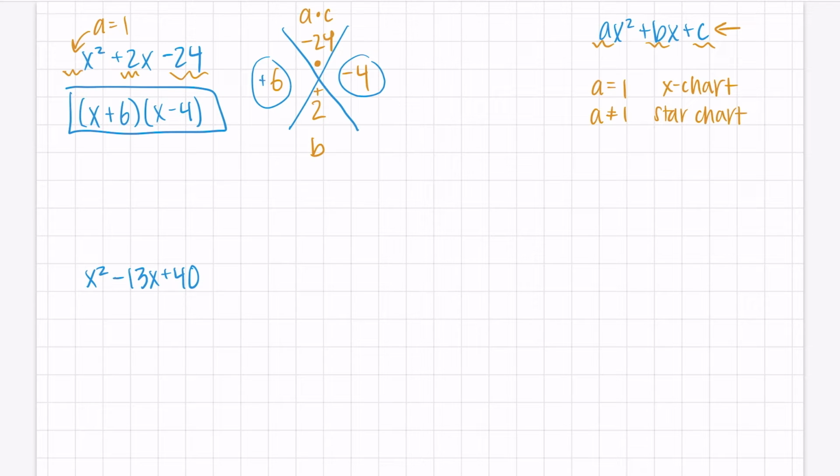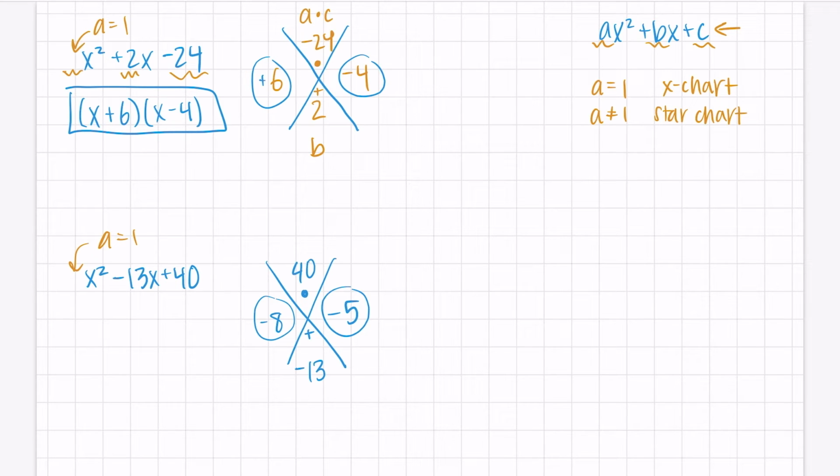Let's do another example. I have x squared minus 13x plus 40. Again, notice that a equals 1. So I'm going to make the x chart. I'm going to take a times c and put it in the top spot. I'm going to take b and put it in the bottom spot. I'm going to find two numbers that multiply to 40 and add to negative 13. Those two numbers are negative 8 and negative 5.